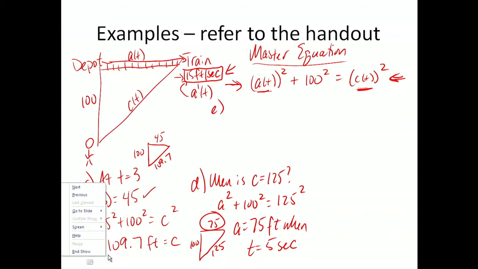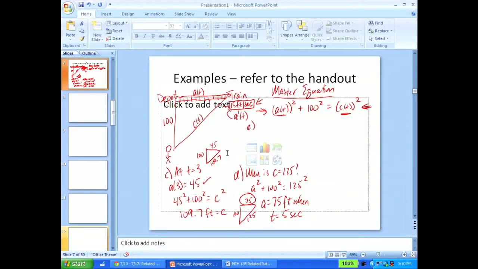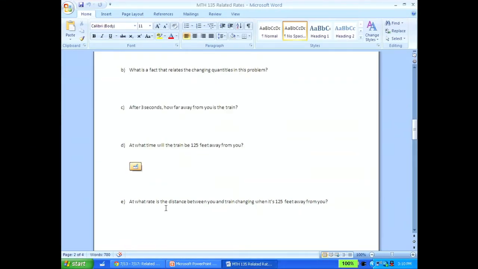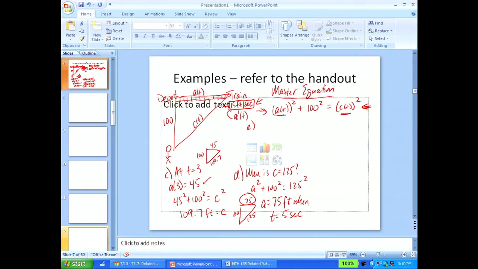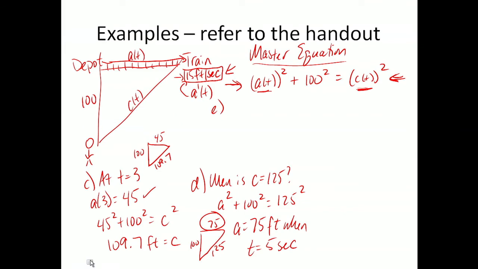I should just make sure that's what this says. Okay, yeah. At what rate is the distance between you and the train changing when it's 125 feet away from you? All right, that's the real question that we need some help with. How do you know that's not as easy as the couple we've just done? Well, for starters, it asks about the rate at which things are changing. In particular, what is this question asking? I think it's important when you get to these problems to ask yourself, what is it that I'm trying to actually figure out here?